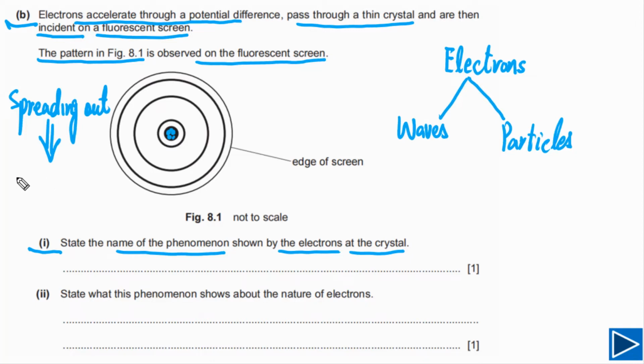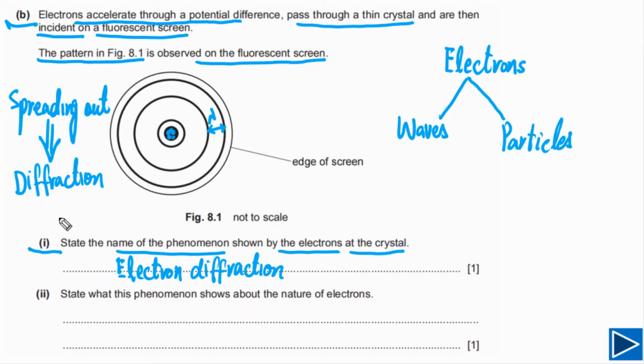They form this pattern. As electrons spread out, this phenomenon is diffraction. So simply we have to write down this phenomenon is electron diffraction because electrons spread out in this case. The second thing you can also understand: these are two crests and the distance between these two crests is equal to lambda. So it simply means that in this case electrons are behaving as waves.